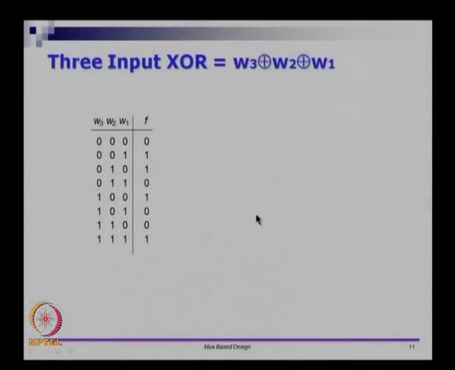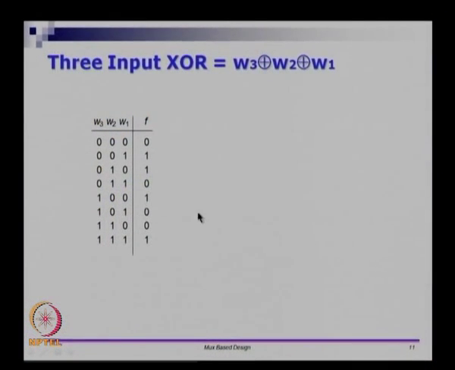Now I am going to do something similar for this truth table here. I am going to do something for a 3 input XOR. A 3 input XOR function is defined as W3 XOR W2 XOR W1. We already know what the definition of XOR is. We are taking 3 inputs and we have XOR operators between them.